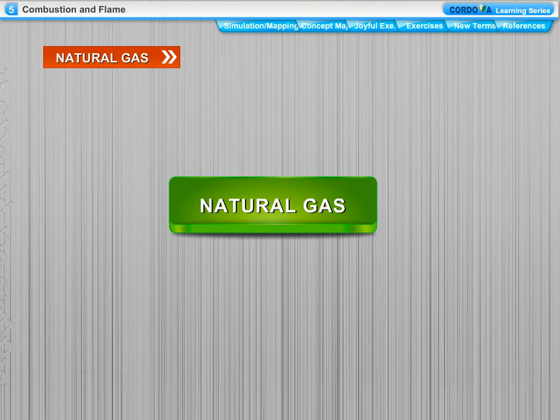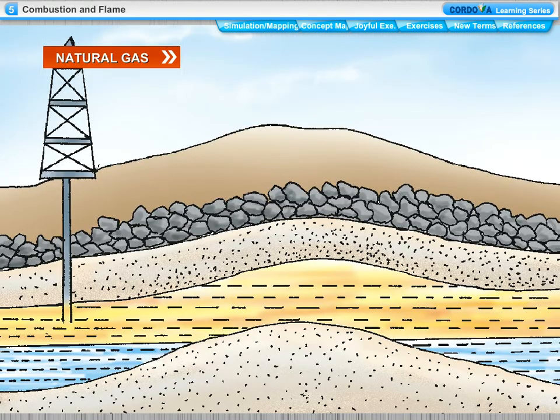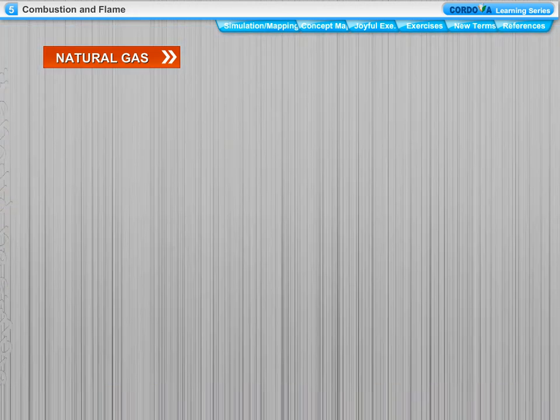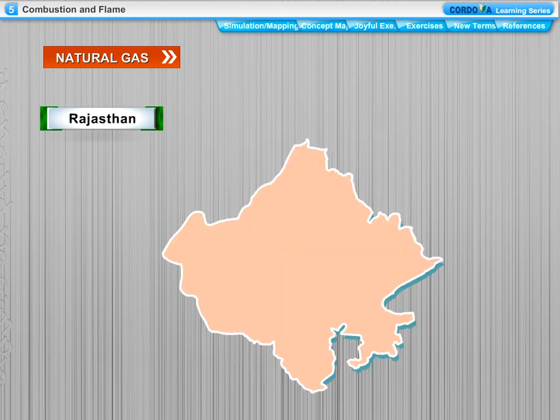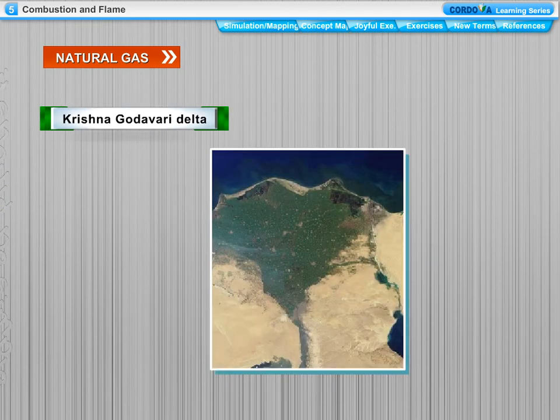Natural gas. Natural gas is an important fossil fuel which occurs deep down under the earth, between two layers of impervious rocks, non-porous rocks, either alone or along with oil above the petroleum deposits. In India, natural gas has been found in Tripura, Rajasthan, Maharashtra and in the Krishna-Godavari Delta.